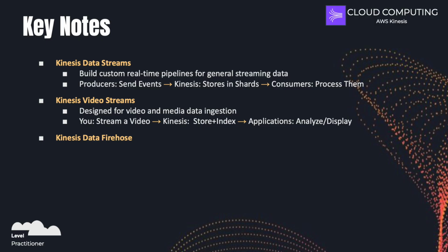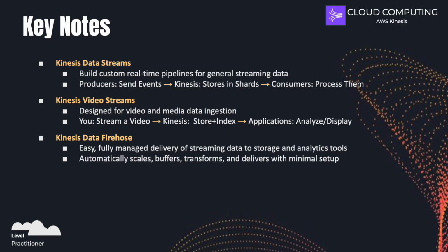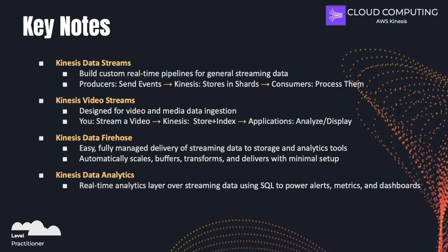Kinesis Data Firehose focuses on easy delivery of streaming data into storage or analytics tools. It automatically scales, buffers, and delivers data into services like S3 or Redshift. Kinesis Data Analytics lets you run real-time analytics on top of the streaming data using SQL or other runtime formats. It can help you with detecting patterns, computing rolling metrics, and driving dashboards and alerts from live and on-the-fly data.